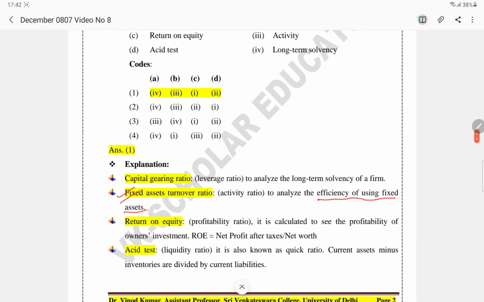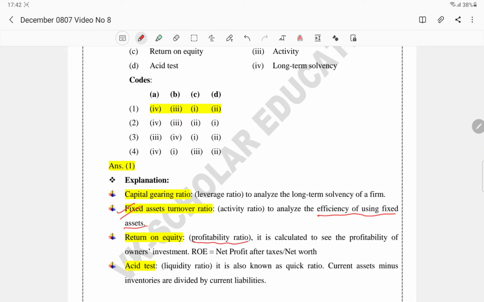Okay, next is return on equity. The return on equity is also known as profitability ratio. It is calculated to see the profitability of owners' investment. Owners of a firm are equity shareholders. Equity shareholders give money to the firm and they expect a certain rate of return on their investment. ROE is calculated as net profit after tax divided by net worth. So return on equity is linked with the profitability of a firm.